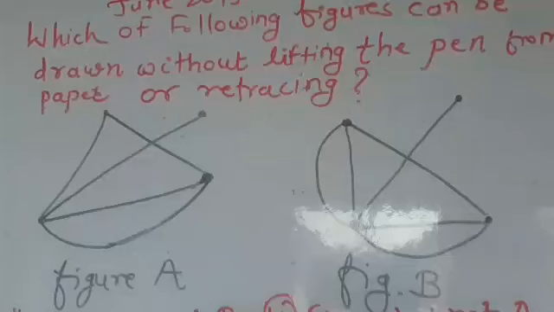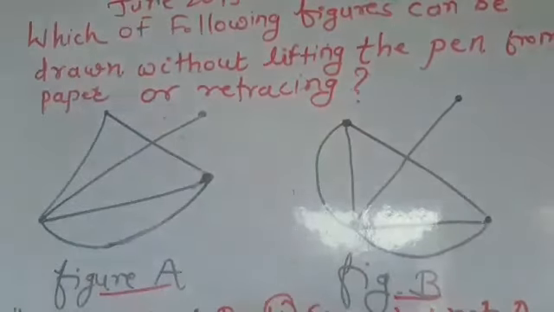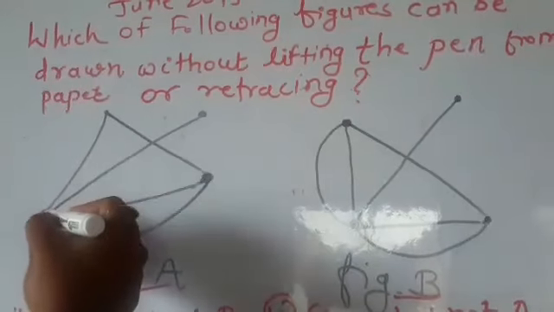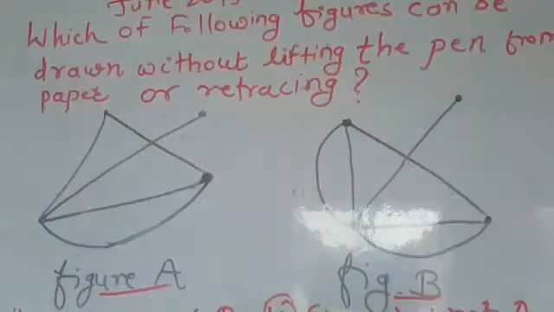The question is that, given two figures, figure A and figure B, which of the following figures can be drawn without lifting a pen, or which can be drawn without retracing. That is, we can't retrace any of the lines, and we can draw the figure.